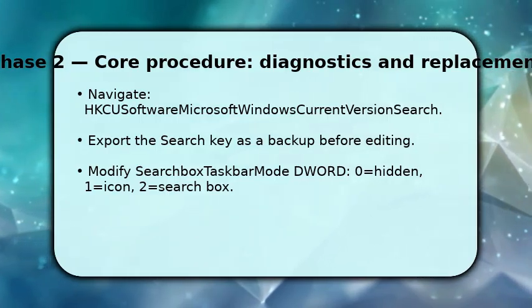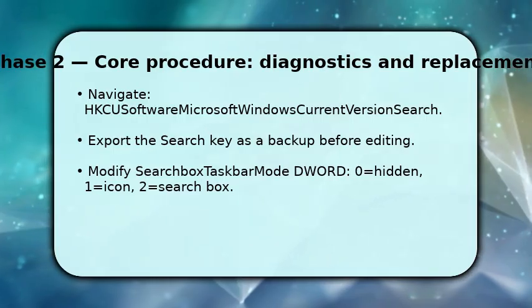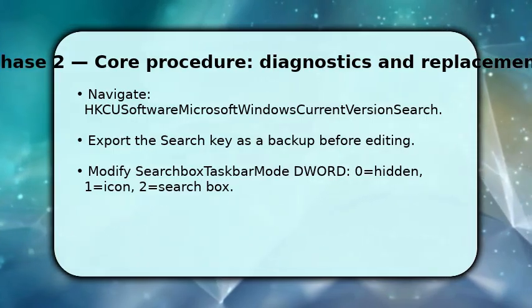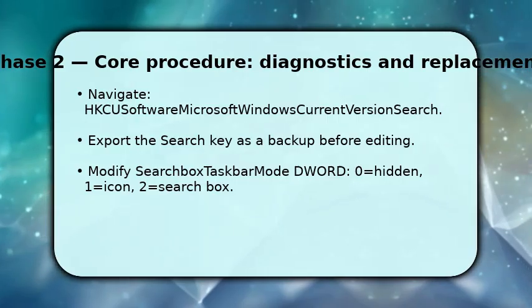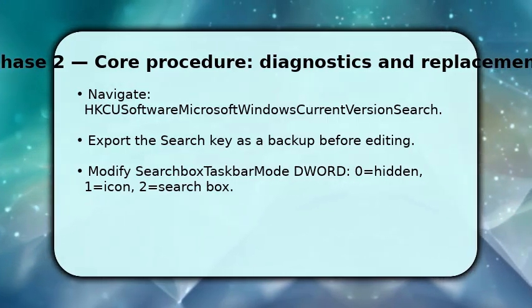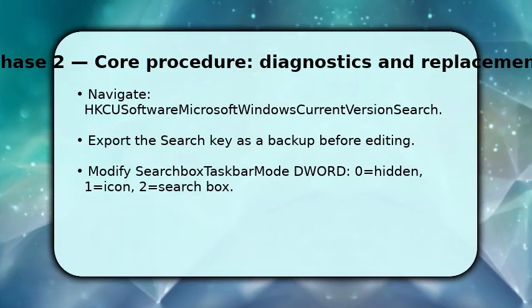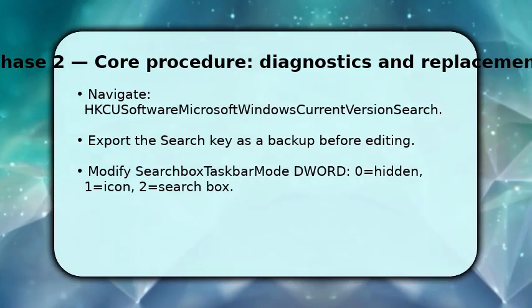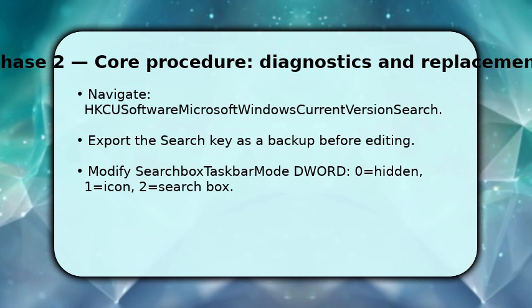Then find Search Box Taskbar Mode. If it's absent, create a DWORD 32-bit value with that exact name. Set its value to 1 for the icon, 2 for the search box, or 0 to hide. Make sure to use decimal mode and double-check the number before proceeding.